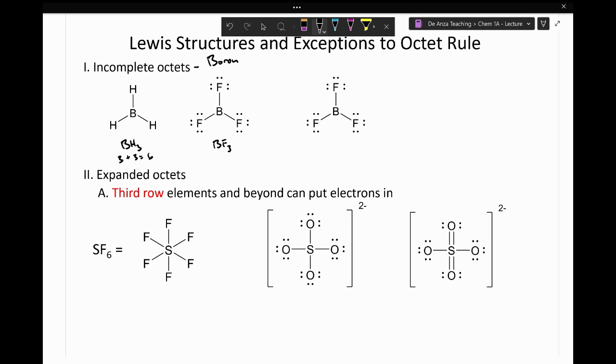And this is kind of a happy state for boron, because if we look at formal charge, boron likes to have 3 valence electrons. It has 0 lone pairs. It has 3 bonds, so it has a formal charge of 0, and the same is true for each of these hydrogens.